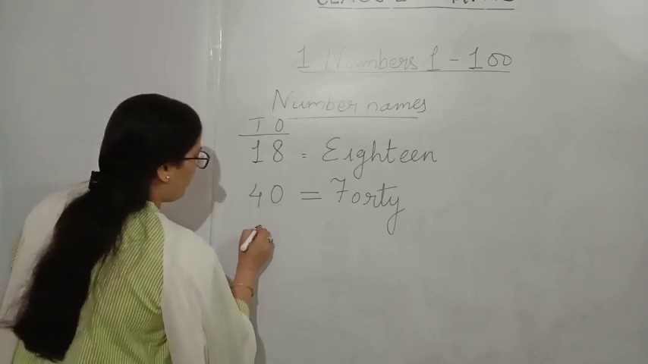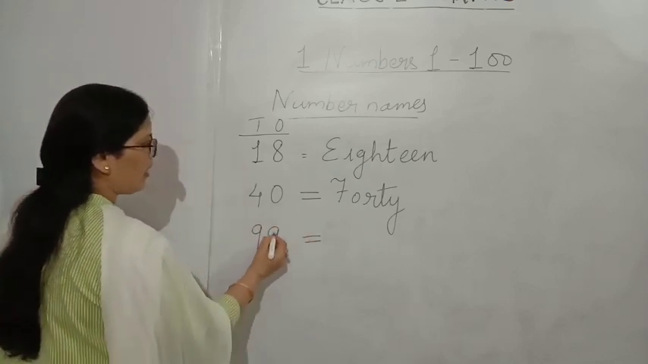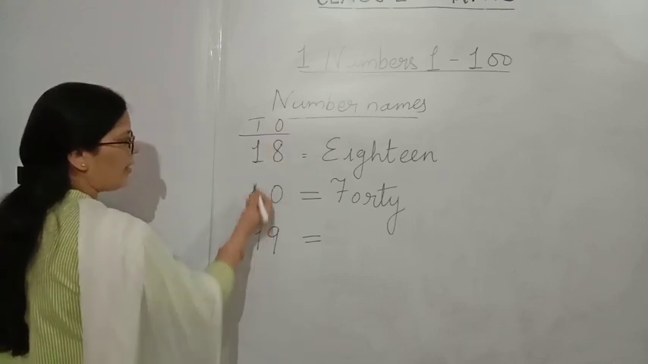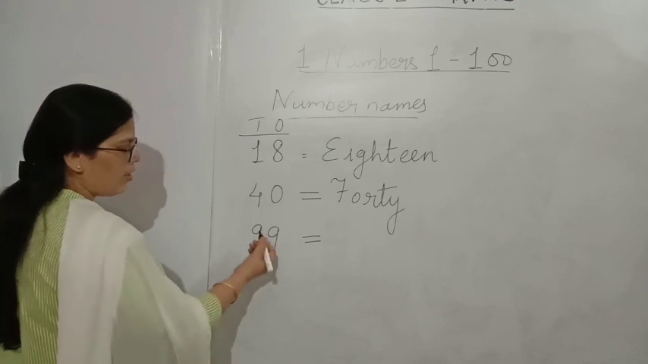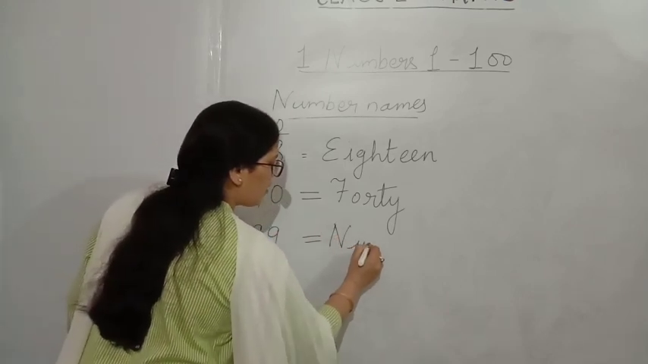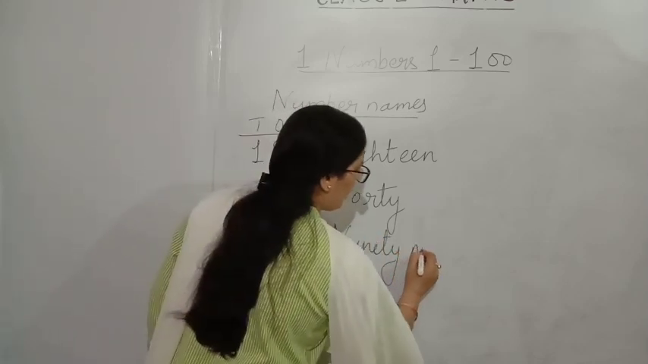Okay. Then 99. The number is 99. 9 is at ones place and again another 9 is at tens place. Okay. So 90 and 9. So its number name is Ninety-nine.